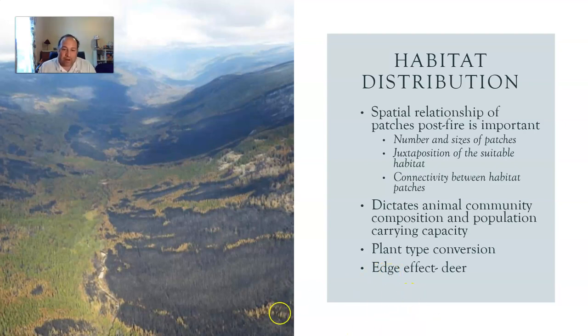You can get some plant type conversions, right? So if this area here continues to burn, maybe instead of being a forest, it becomes a valley. Well, it's a little too hilly to be a valley, but just an open grassland on this mountainside, as opposed to being a forest cover.